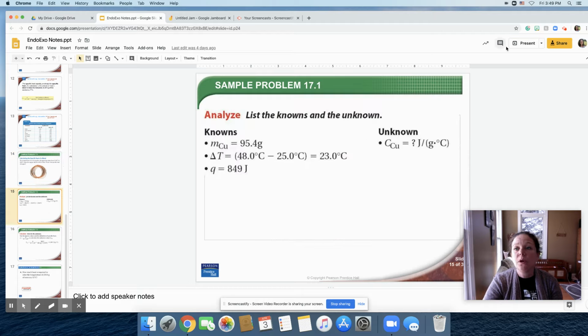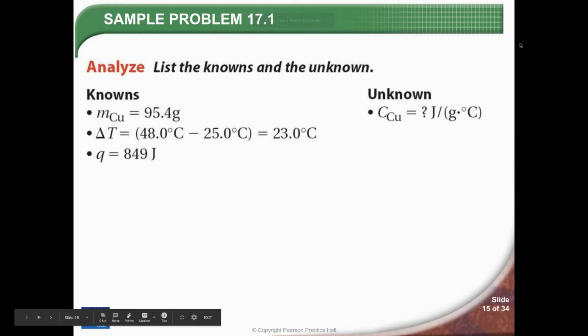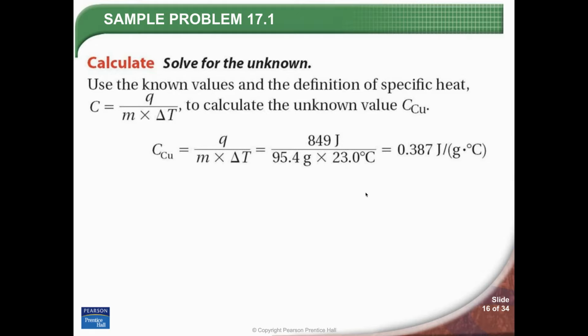Okay, so back to our presentation. It's going to walk us through this problem, but I just wanted you guys to be able to see me walk it out, write it out. So it tells you, list the knowns and unknowns first. So your mass is 95.4, your delta T is 48 degrees minus 25 degrees, which is 23, and your Q is 849, and then you are looking for the specific heat of copper, because that's what your material is. So all you have to do is put your numbers into the equation like we just did and solve, and you get 0.387 joules.